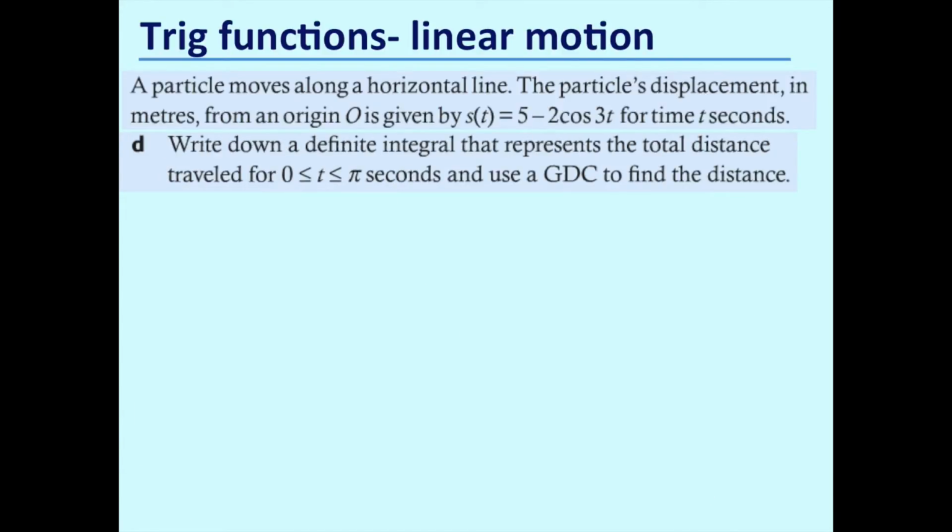The final part, then: write down a definite integral that represents the total distance travelled between 0 and pi seconds, and then use the GDC to find that distance. So the integral here, then, take our velocity function, take the modulus of that velocity function, integrate it with respect to t between pi and 0, and you end up with an answer of 12 meters.